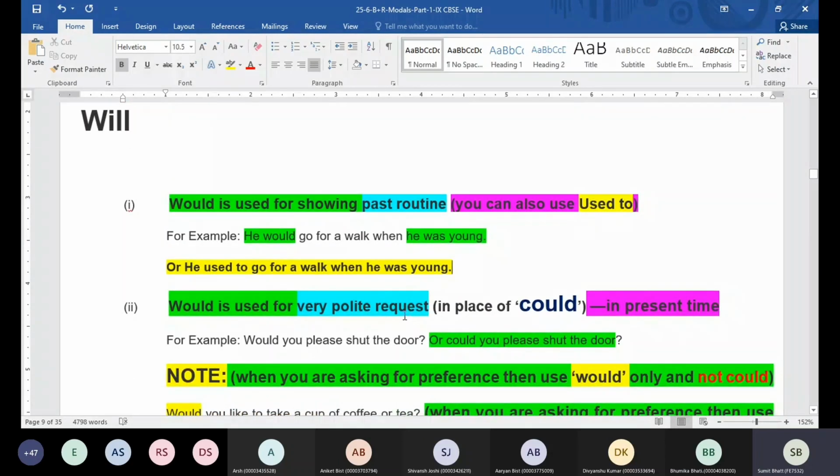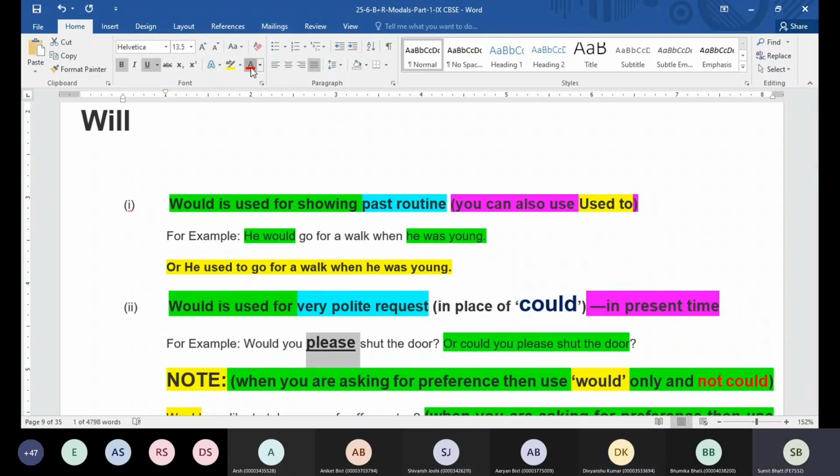Apart from that, guys, would is also used for very polite requests, in place of which word? Could. Like, would you please shut the door? Which word are we using in between? Please. That means we are referring to a request in the sentence. When we have requests, we use would, or we can use could also. Like, would you please shut the door, or could you please shut the door? But if you say, can you shut the door? That means you are showing authority. You already know the person is going to shut the door. You are being informal in that case.